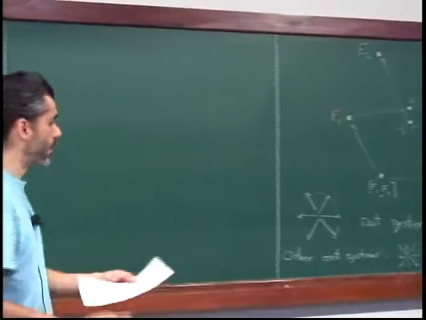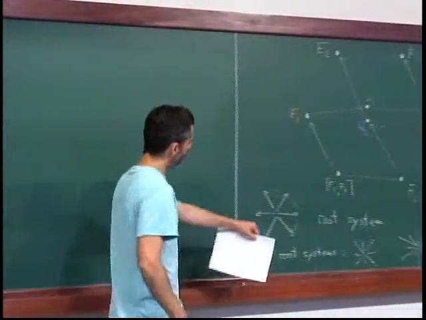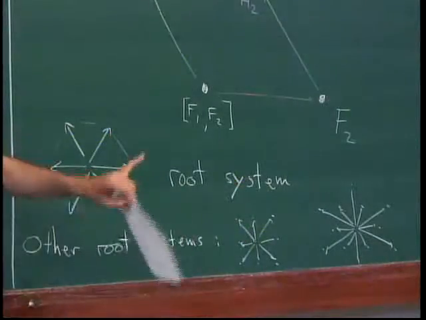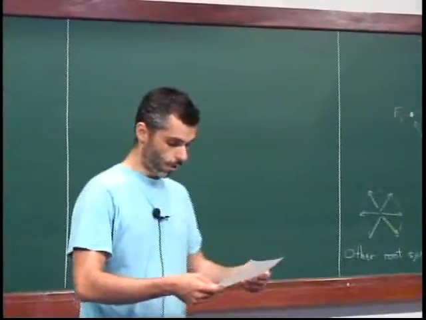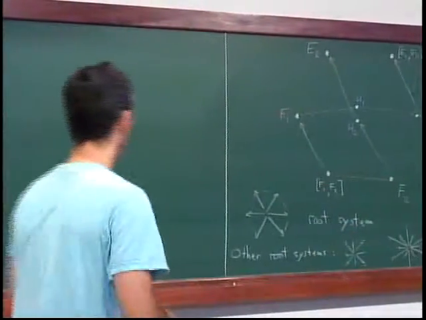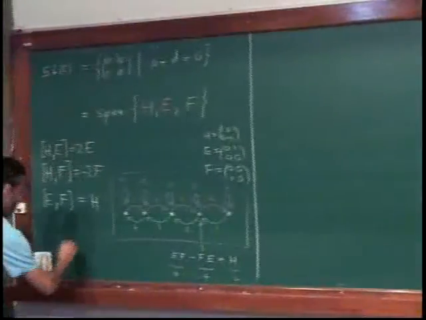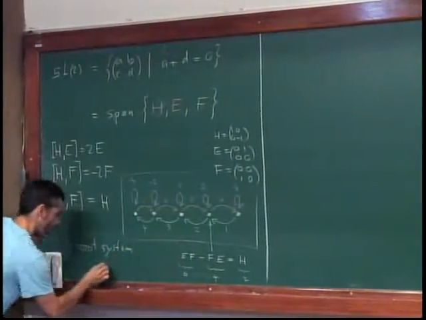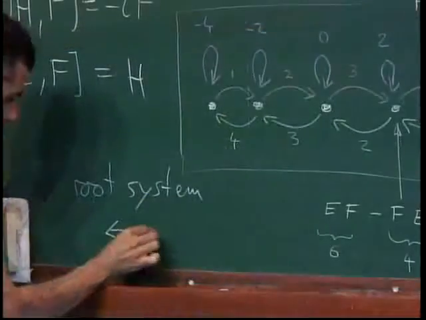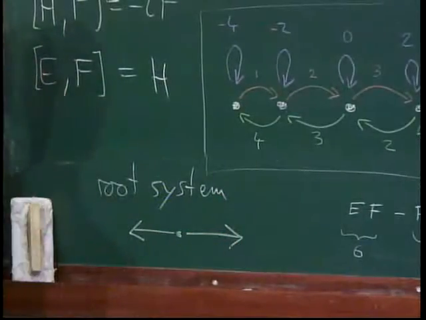There's actually many more examples of root systems, but they live in higher dimensions, so they're somehow more difficult to draw. The root system for SL2 just lives in a one-dimensional space and looks like this.